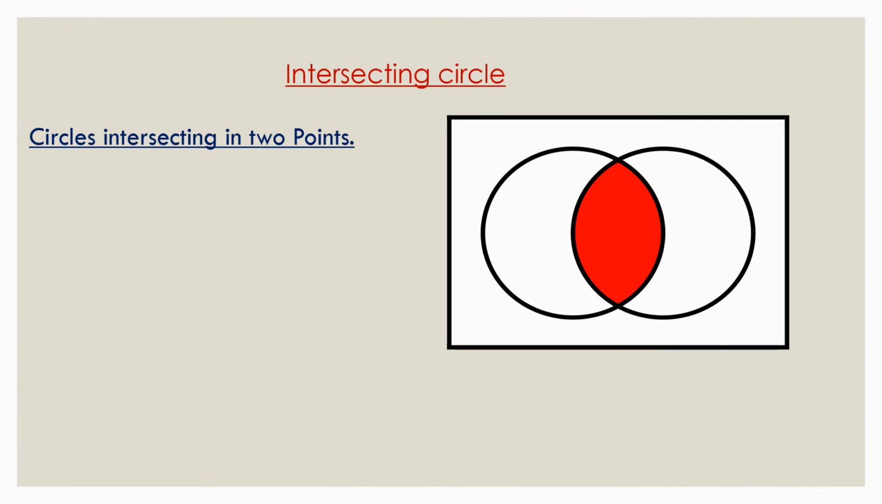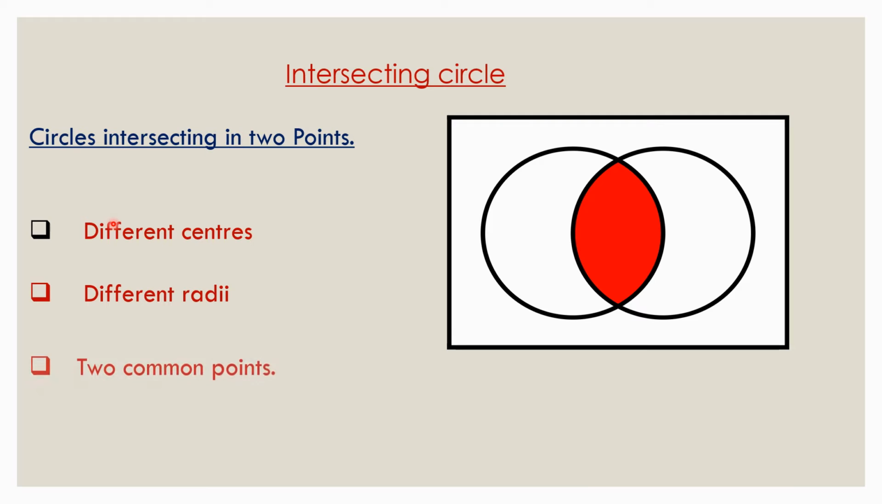Second one, circles intersecting in 2 points. Here that type of the circles have different centers and different radii, and the two circles are intersecting in 2 common points. Here the two circles are intersecting in 2 common points P and Q. These two circles have the different centers and different radii.